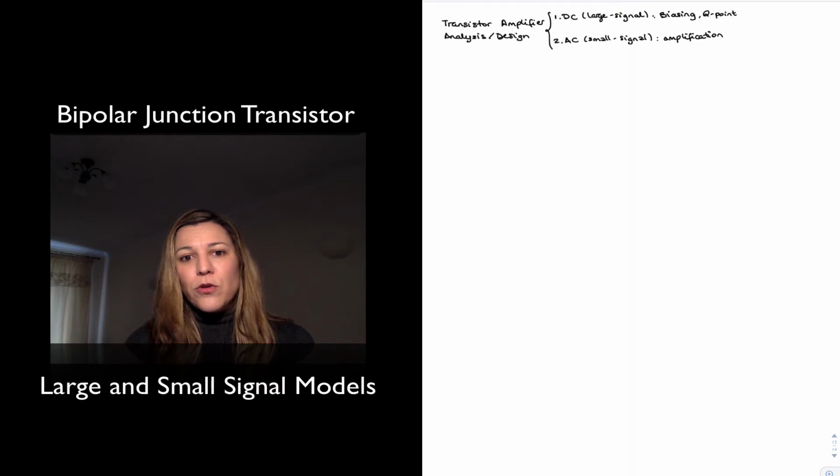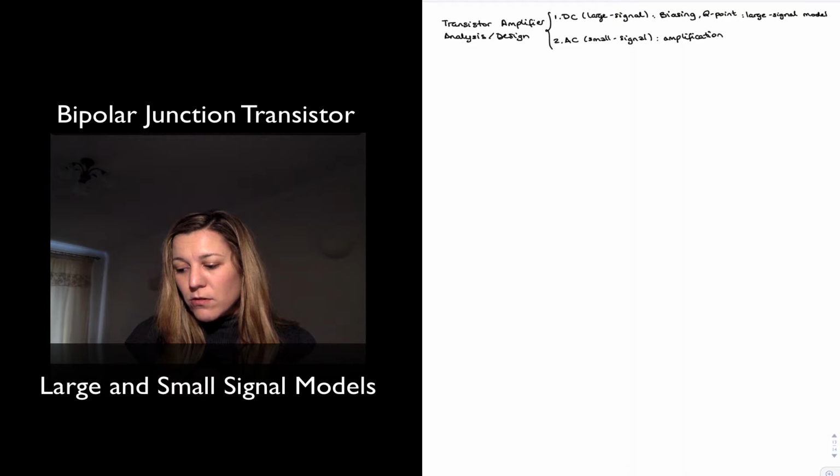And because of that, we're going to be using different models for the transistor in the DC portion of the analysis and the AC portion of the analysis. And those are going to be models that represent the behavior of the transistor, in one case for large DC signals and in the other case for small AC signals. And so for the DC portion, we're going to be using what we typically refer to as the large signal model of the transistor. And for the AC portion, the small signal model.